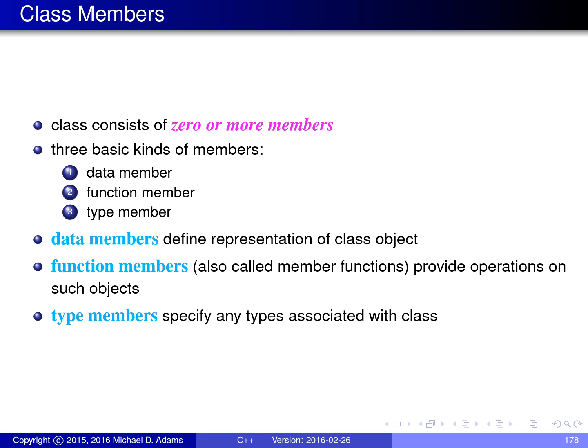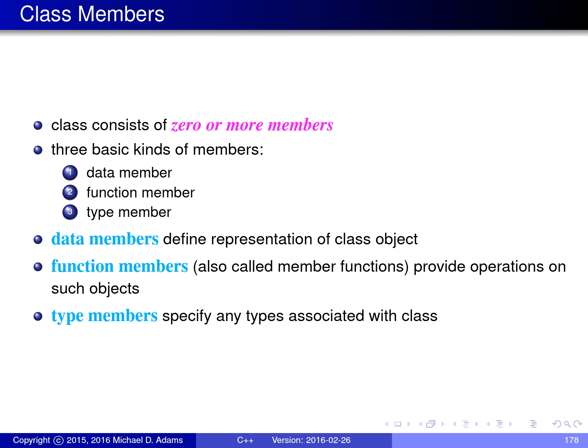In this section, we are going to examine the constituents of classes, called members, as well as how access to members is controlled. The basic building block of a class is what are called members. Each class consists of 0 or more members. There are three basic kinds of members: a data member, a function member, and a type member.